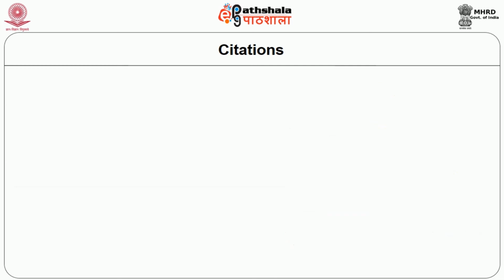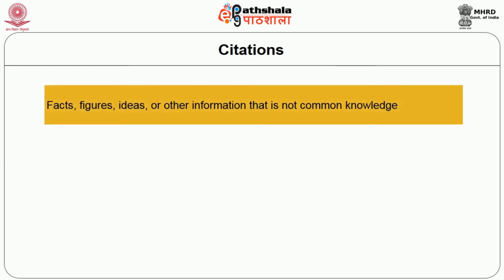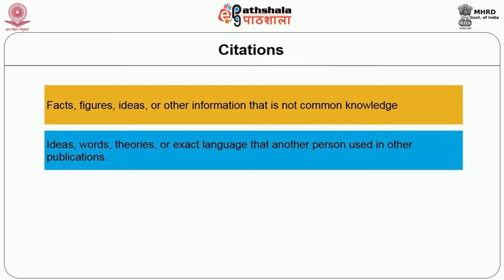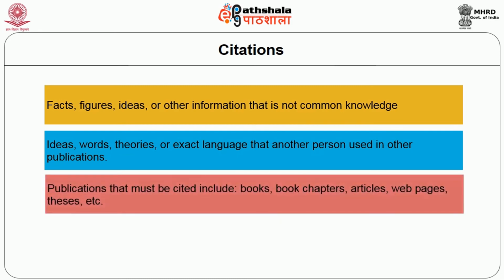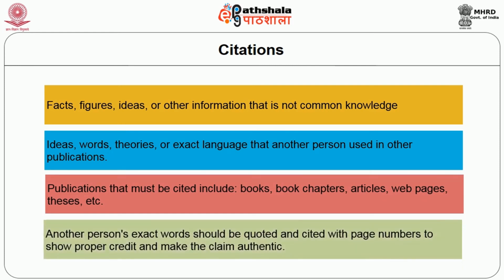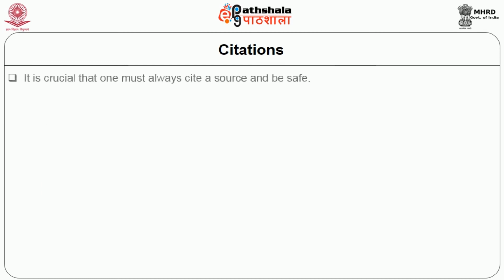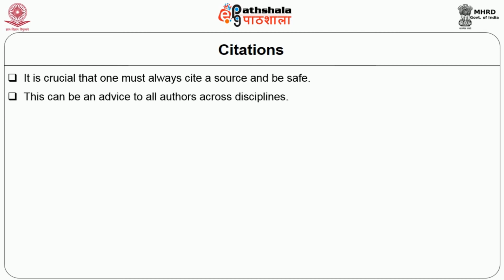In other words, one must cite facts, figures, ideas, and other information that is not common knowledge, ideas, words, theories, or exact language that another person used in other publications. Publications that must be cited include books, book chapters, articles, web pages, and theses, etc. Another person's exact words should be quoted and cited with page numbers to show proper credit and make the claim authentic. It is crucial that one must always cite a source and be safe. This can be an advice to all authors across all disciplines.